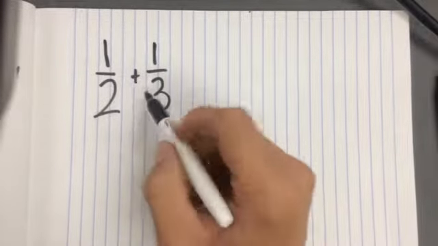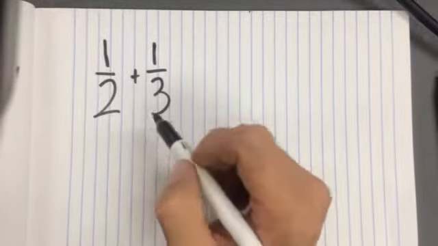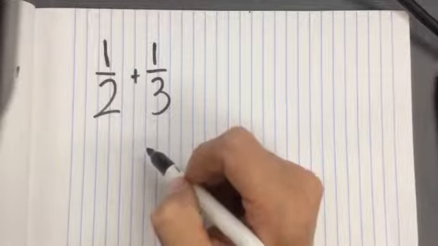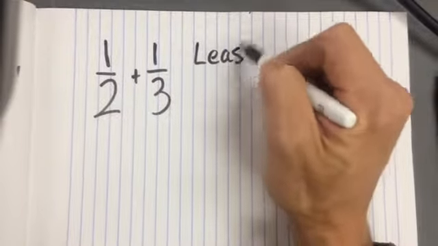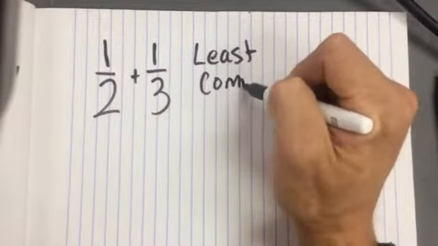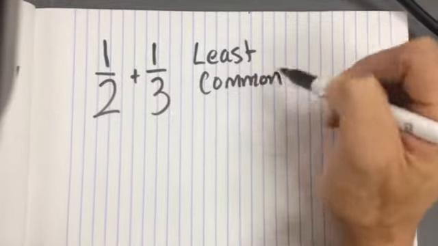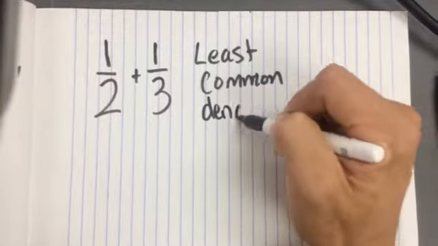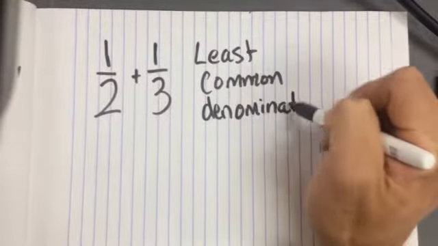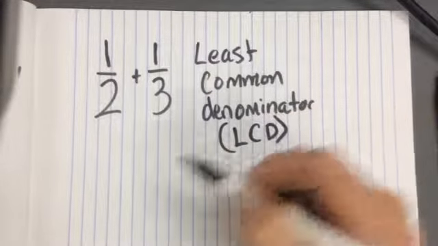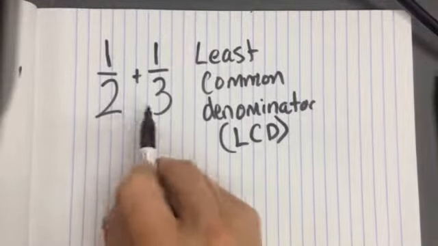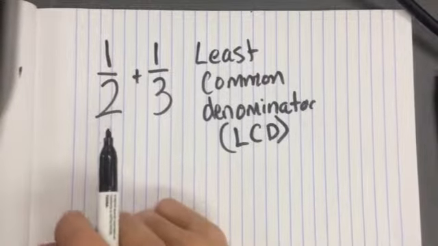Alright, now you'll notice that our denominators here are not the same. So I teach your kids 2 different ways to do this. The first would be what we call the least common denominator, or what we also call the LCD. Alright, first thing that you do when you do this, you notice your denominators are not the same. You cannot add or subtract if they're not the same.